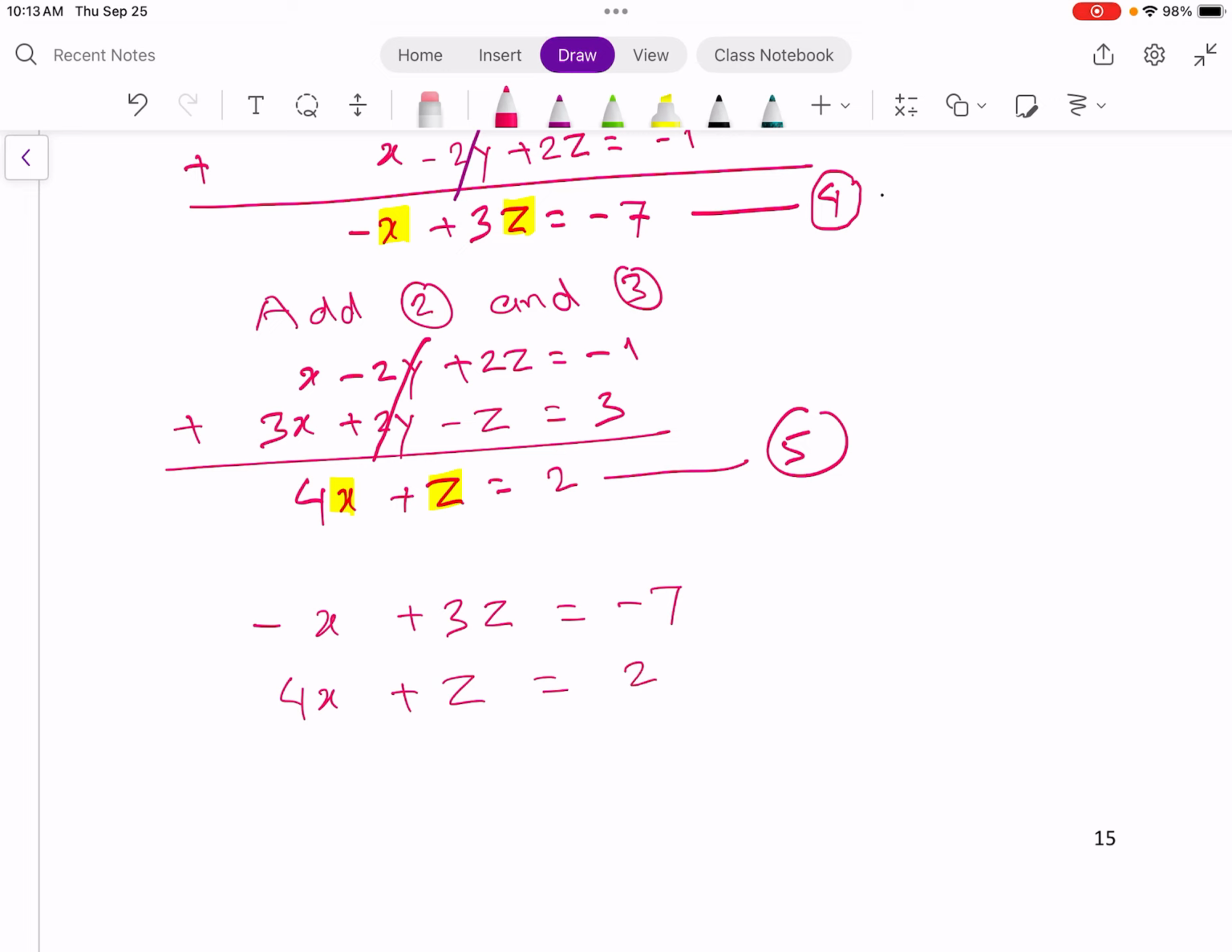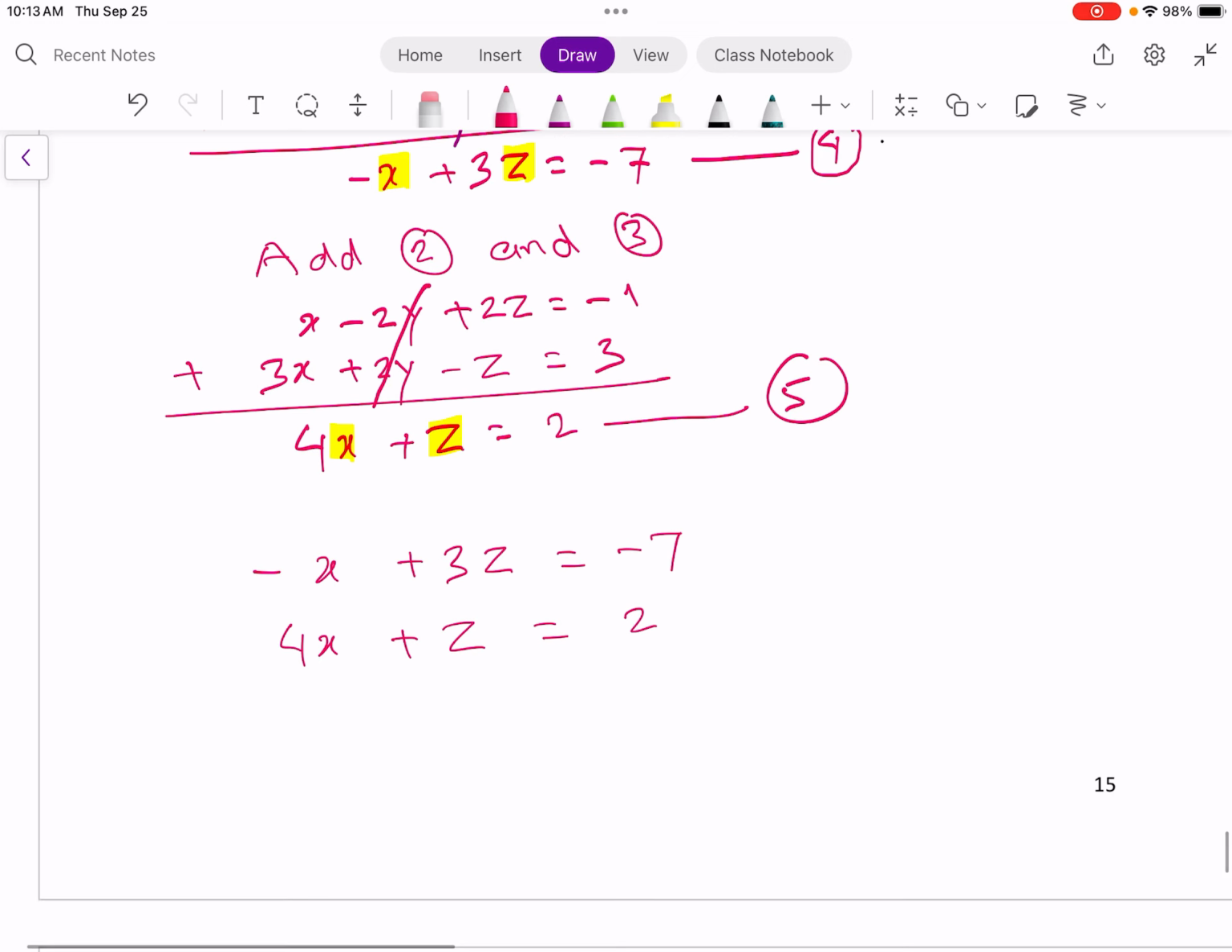Now we are back to our section 5.1 where we had 2 variables. Now what variable do you want to eliminate here? So we have x, g. Okay, if you want to eliminate x, now we have 4x here. To eliminate x, we need to have negative 4x here. Now how do we get negative 4x here? Multiply by 4. So let's multiply equation 4 by 4.